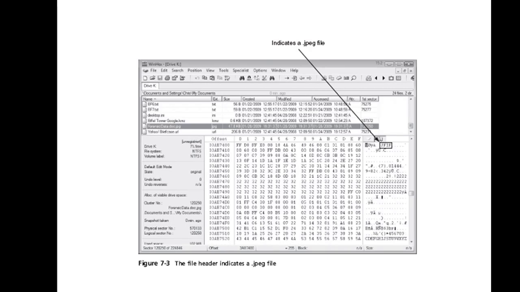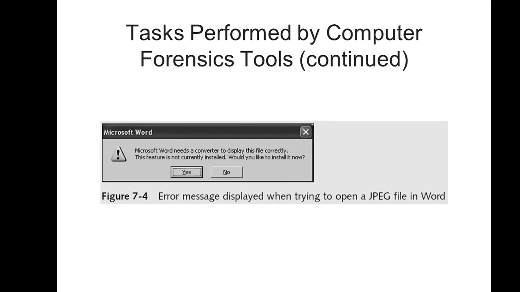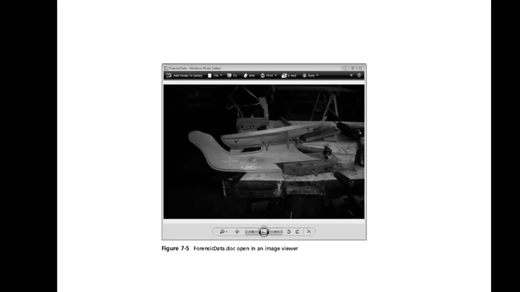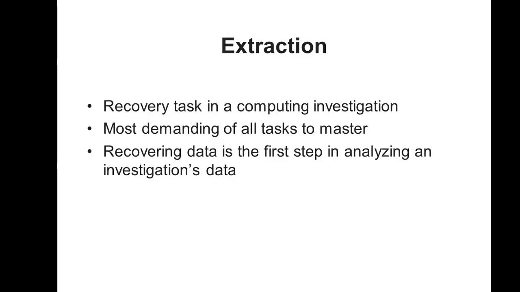Here we have an image which shows the WinHex tool. It shows the JPEG file, which indicates the JPEG file header. Here we have an image which shows the error message displayed when trying to open a JPEG file in Word. Here we have a file which we have opened in an image viewer.